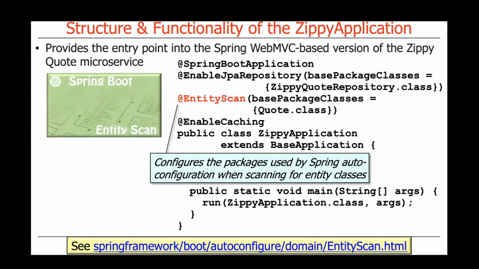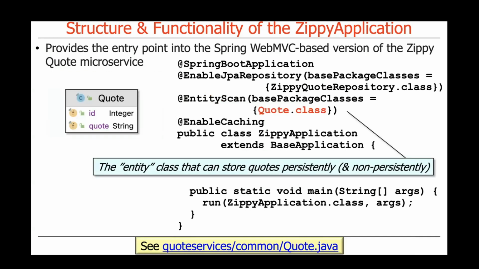We also have another annotation. This one's called Entity Scan, and this is used to tell Spring which packages to use when scanning for entity classes. Entities are the part and parcel of persistence with the Jakarta Persistence API. And an entity is basically a class with some special annotations, which we'll talk about shortly. And this is what that class is. It's the quote class. And that's the entity class that we're going to use to store quotes persistently for the Zippy microservice. And it's also used to store quotes non-persistently for the handy quote microservice. And we do that once again by using some cool annotations, which we'll look at later.